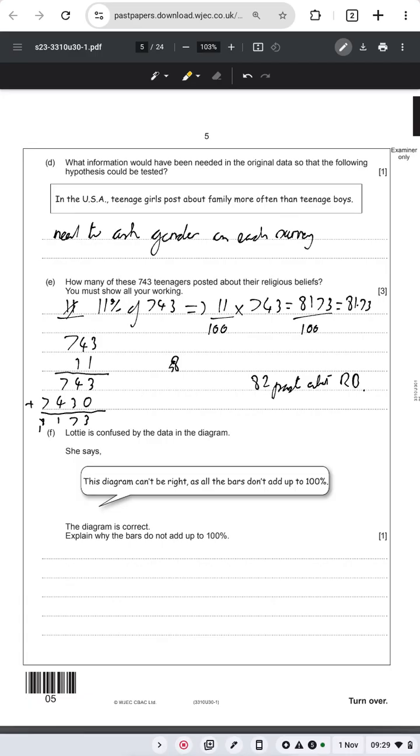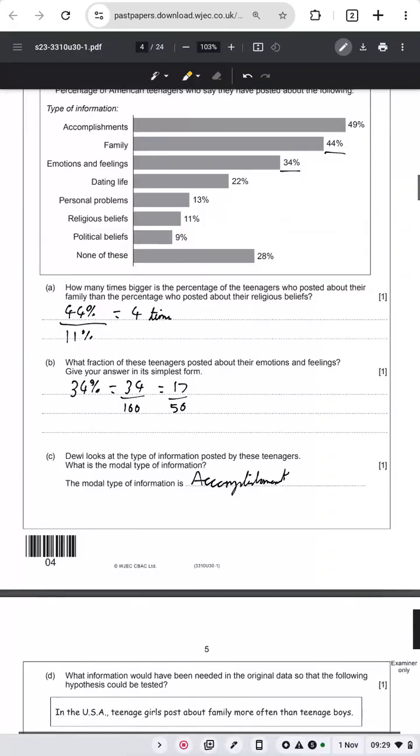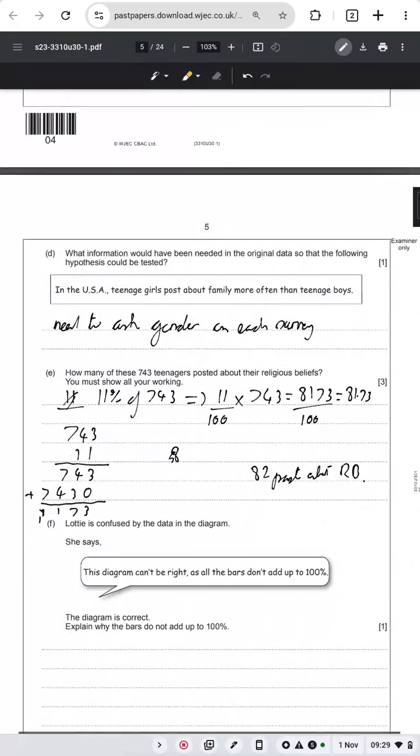Lottie is confused by the data in the diagram. She says the diagram can't be right as the bars don't add up to 100%. The diagram is correct. Explain why the bars do not add up to 100%. Because people can post about more than one subject.